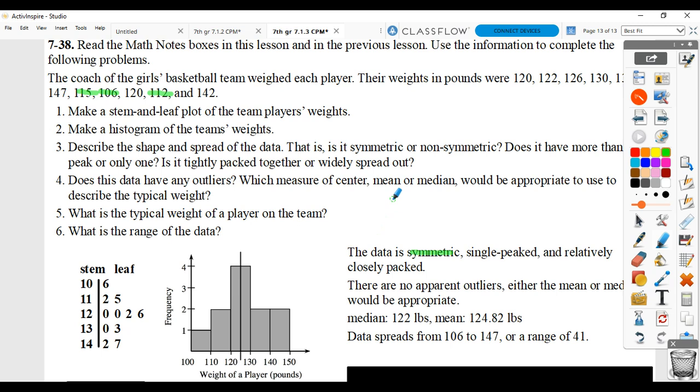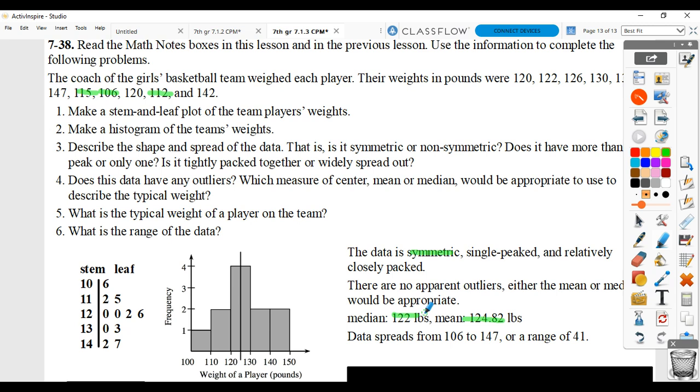If they are asking you about a measure of center, they mean what would be the better choice, to go with mean or median? Well, if you went with finding the mean, you'd be adding them up and dividing by how many there are, which is 124 and 82 hundredths pounds. Median is found by putting them in order from least to greatest, which we already have here, and finding the middle value, which is 122 pounds. So what we see is the mean and median are fairly close together. So either one would be appropriate to use for describing the typical weight.